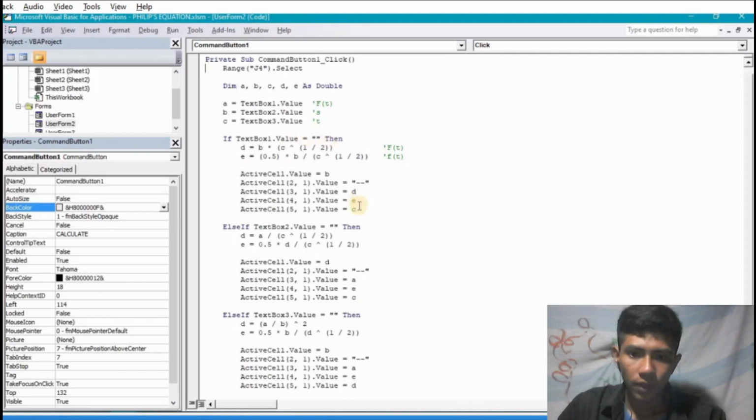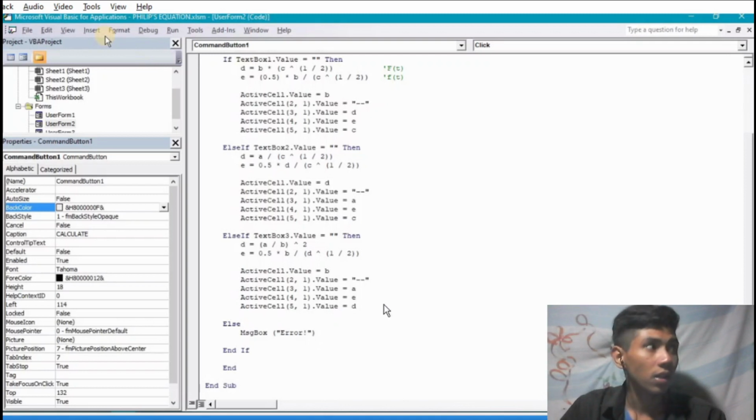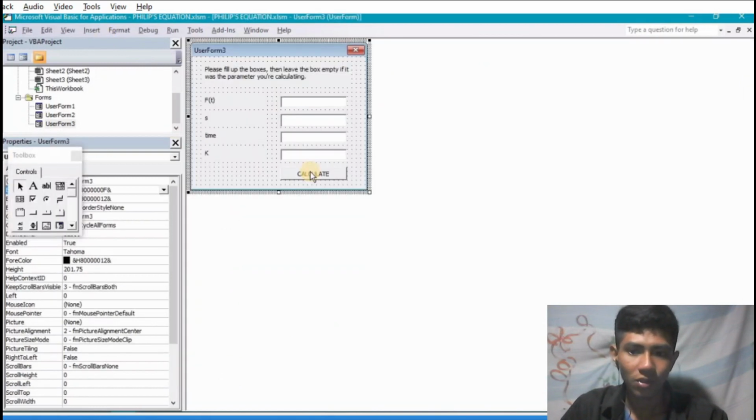Forward. Actually, may bug itong aking code, which is here sa part na to, else. I don't really understand how to use the last part, the else part. So, I just put message box error, expecting that kapag wala tayong nilagay na value sa lahat ng box, lalabas as error, but hindi nangyayari yun. So, it's an error, but I put it there to complete the program. Okay, there's nothing to see here much.